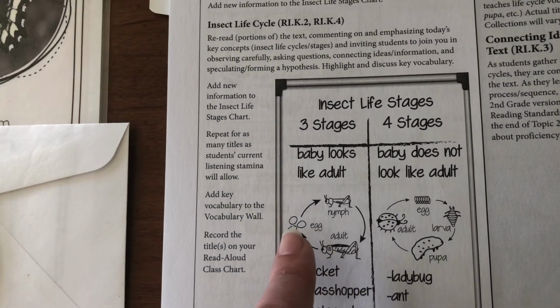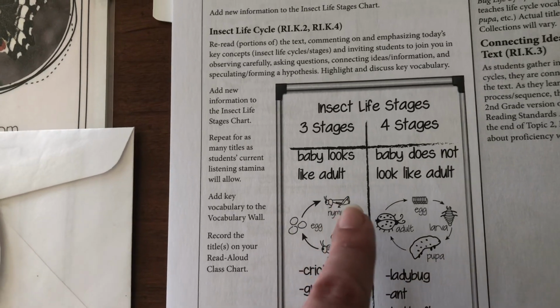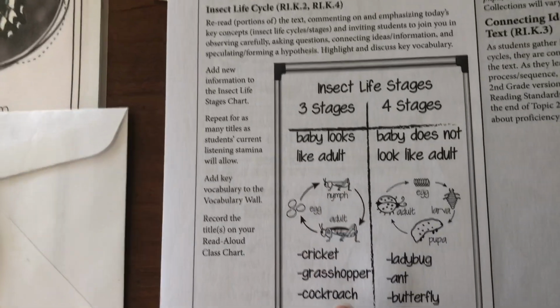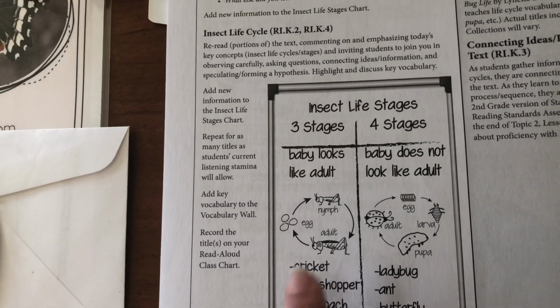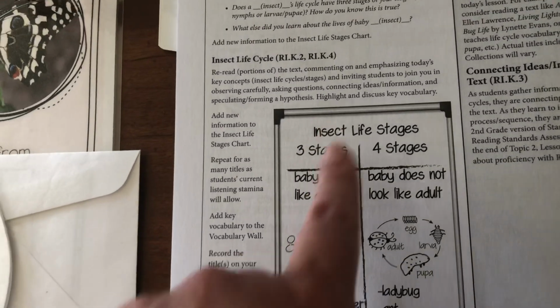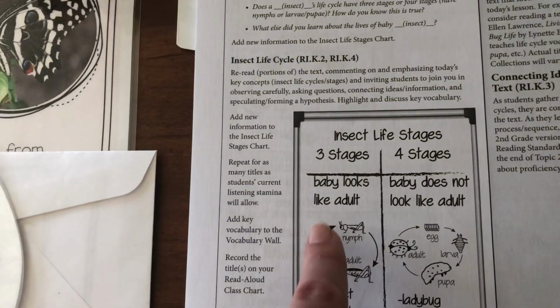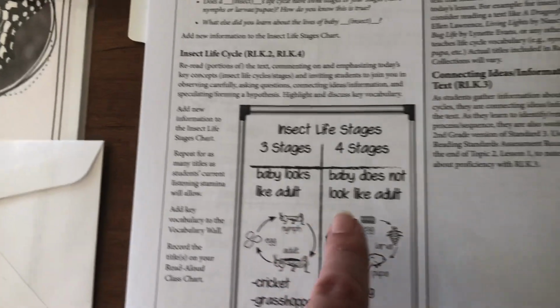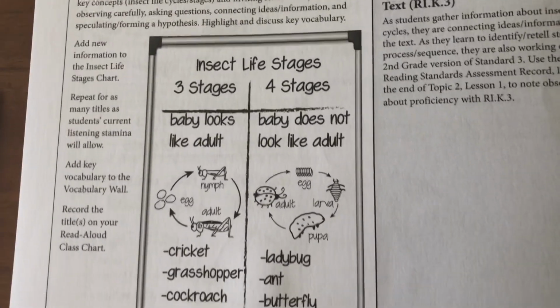So this is the cricket. Starts as the egg, turns into the nymph, and then turns into the adult. And it says crickets, grasshoppers, cockroaches all go through the incomplete metamorphosis, all right, where the baby looks like the adult.